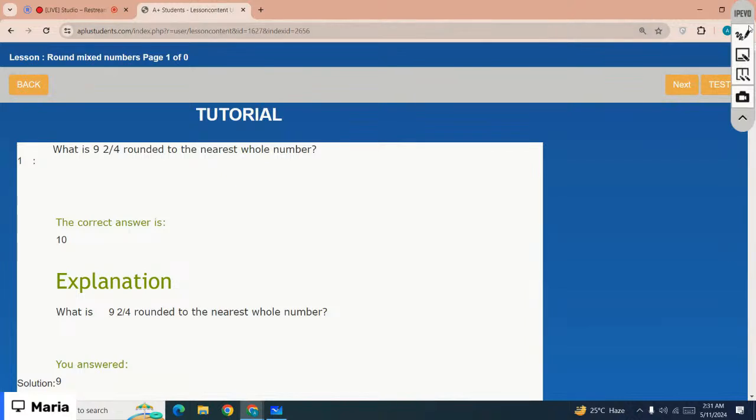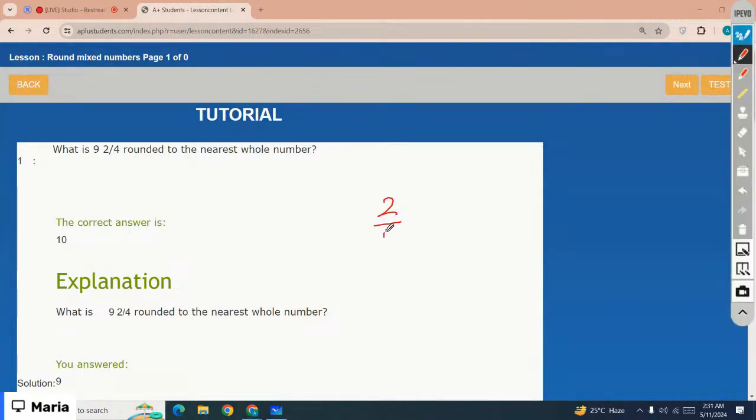Let's just look at the first example, that is 9 whole 2 over 4. Just look at the fractional part, that is 2 by 4. 2 by 4 is exactly equal to 1 over 2, right? If you divide them by the common number, that is 2, so that is 1 over 2. 1 by 2 is equal to 1 over 2, so they both are exactly equal. That means you need to round up, add 1 to the whole number, so it would be rounded off to 10. Got it? The correct option is 10.